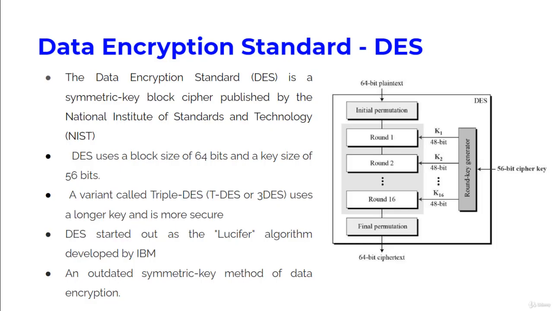DES started out as the Lucifer algorithm developed by IBM. The US National Security Agency (NSA) made several modifications, after which it was adopted as a Federal Information Processing Standard (FIPS) standard, that is 46.3, and ANSI standard X3.92. Have a look at a diagram on your screen. We will discuss steps performed in DES algorithm.